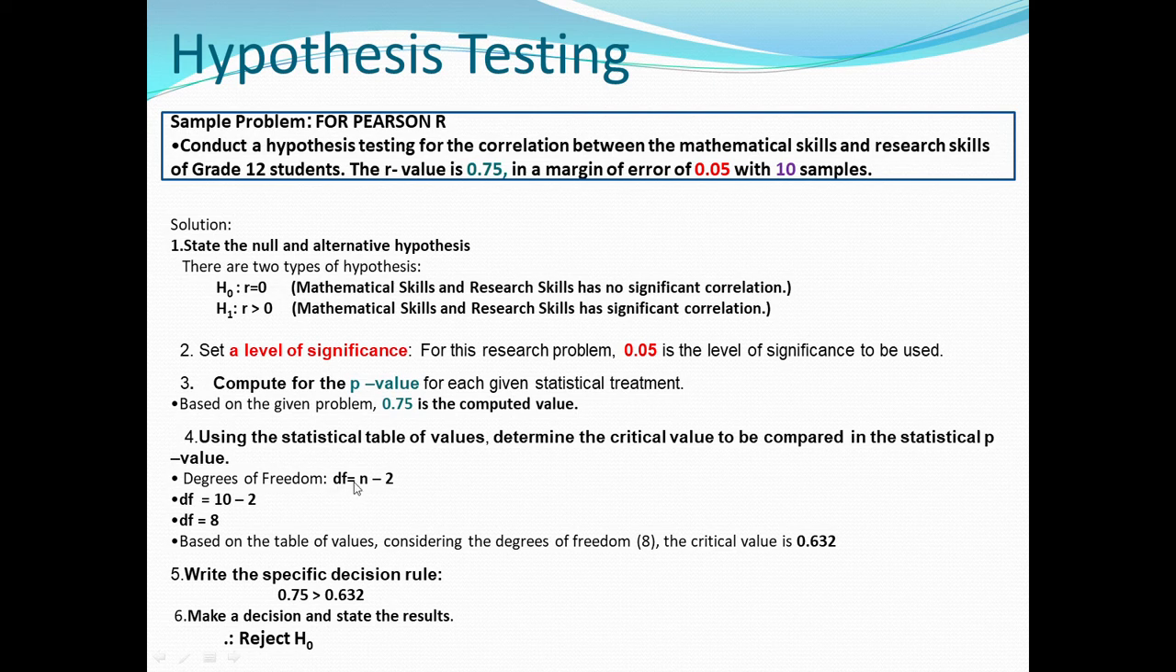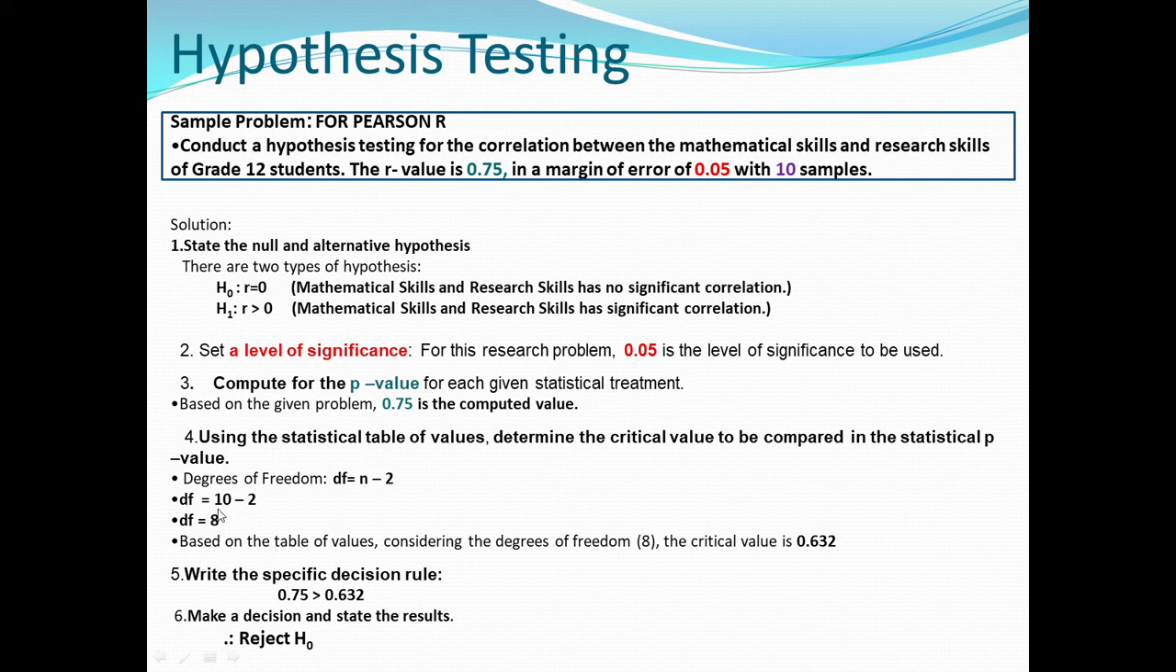So, degrees of freedom, ito yun. Degrees of freedom is equal to n minus 2. Yung n, ito yung n natin, yung 10. Okay? So, ito yung solution niya. Degrees of freedom is equal to 10 minus 2. 10, again, saan siya nakuha? Dito sa problem natin. 10 samples or total number of respondents or total number of samples. Now, 10 minus 2 is equal to 8. Okay. So, hindi pa to yung critical value natin.